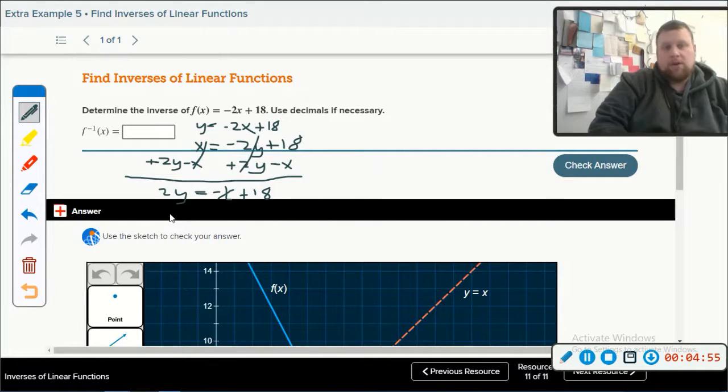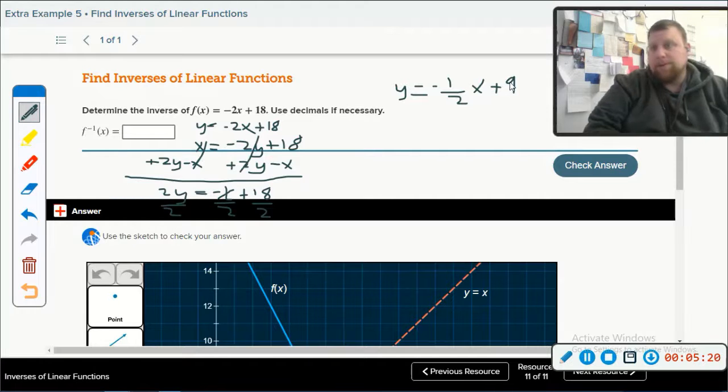Boom. So what am I going to do to solve for this? Well, I just need to get y by itself, so I'm going to divide everything by 2. Divide by 2, divide by 2, and I get y equals negative 1/2 x plus 9. Now I will say this, only because I've tried it before and I found out the hard way. I forgot, it says use decimals if necessary. Because it's negative 1/2, we're going to say negative 0.5. So this is going to be y equals negative 0.5x plus 9 before we enter it in.